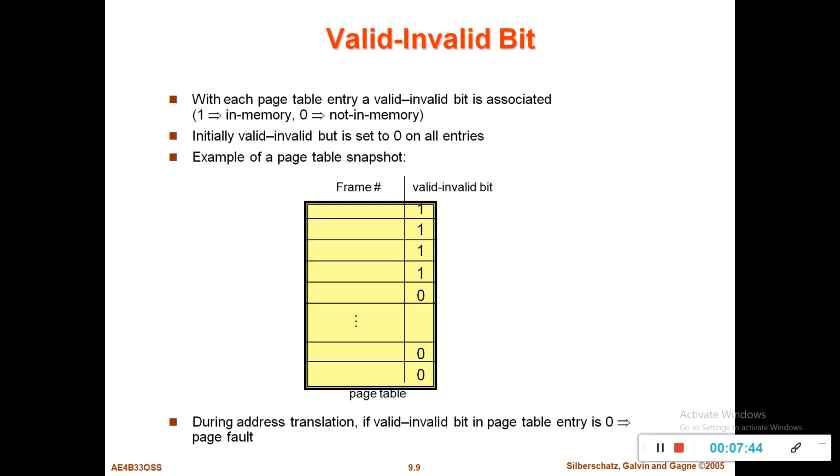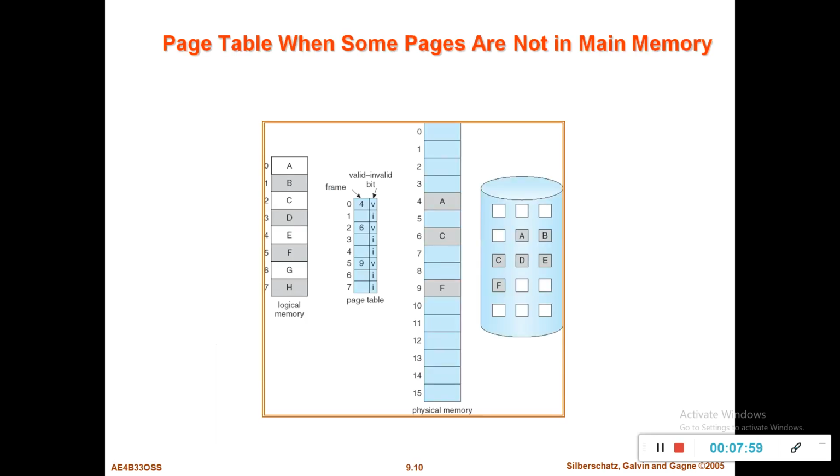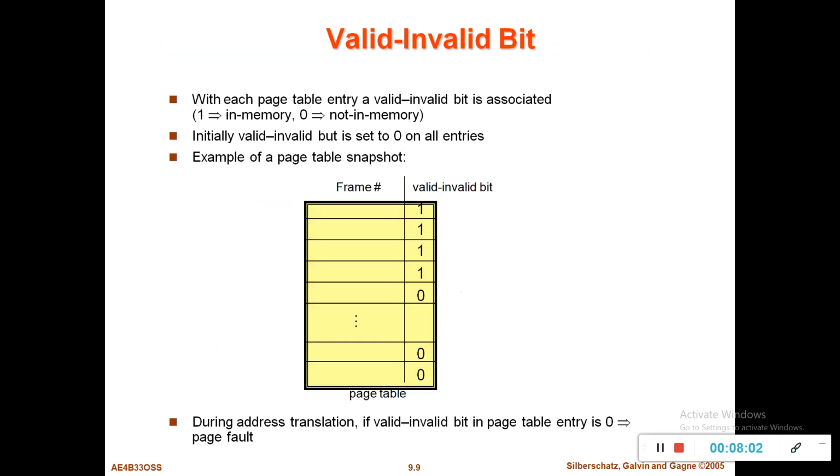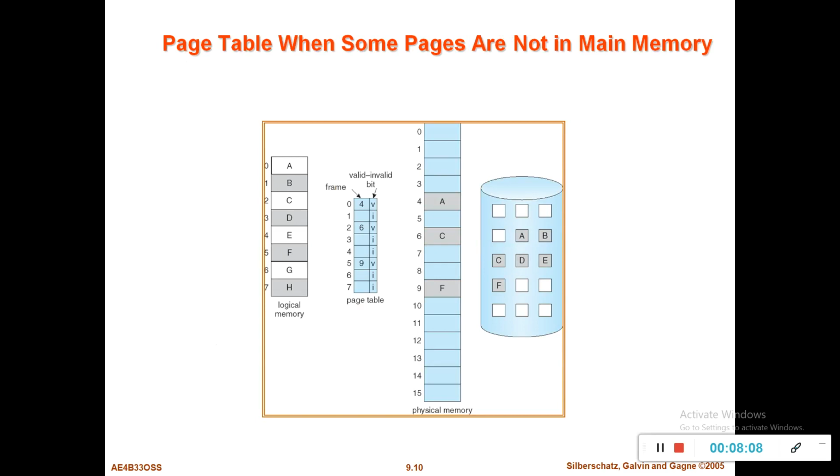During address translation, if the valid-invalid bit in the page table entry is 0, meaning that the page is not in the memory, then the operating system will raise a trap called a page fault. Page fault means the page that is requested or demanded by the program is not in the memory. So this is one example of a page table, showing that some pages are not in the main memory.